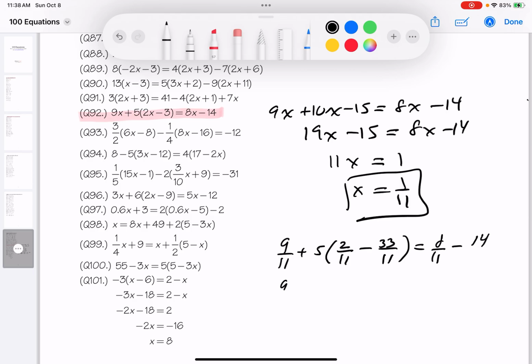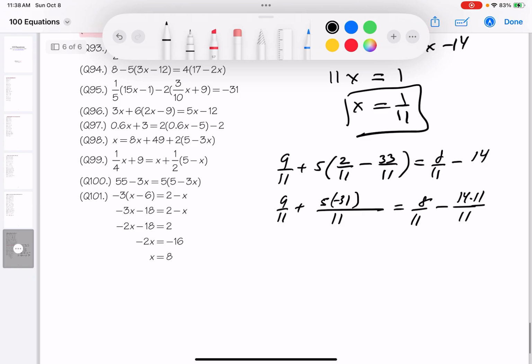So you get 9/11 plus, well, this is going to be 5, and it's going to be 11. And what goes over there? You can get minus 31. Let's put this down, 8/11 minus, well, I'm going to do 14 times 11 over 11. Let's keep going. What do you get over here? 11. You can get 9 minus 155.